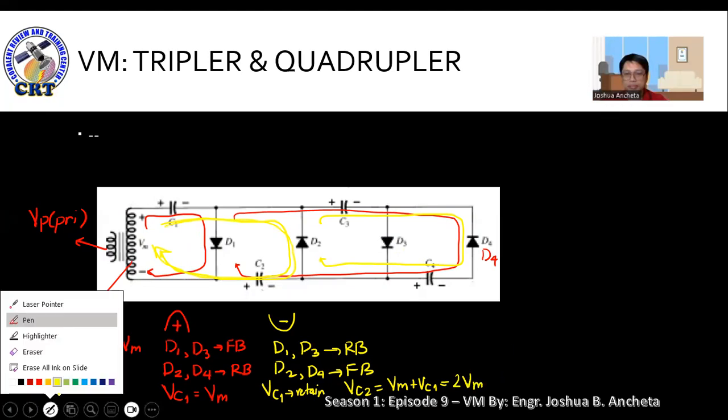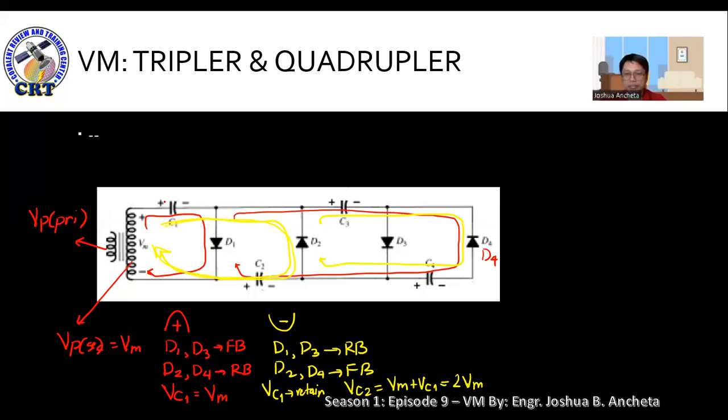So let's recap. Capacitor C1 in this case will charge up to Vm, while capacitor 2 at this point will charge up to 2 Vm. So therefore, we will involve another positive half cycle. We'll just do it here so it fits. So, another positive half cycle.